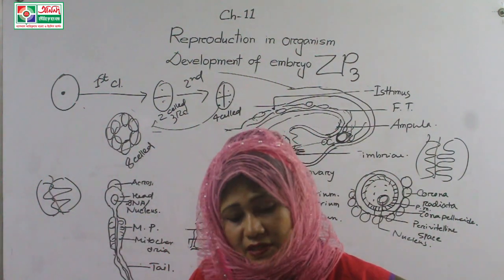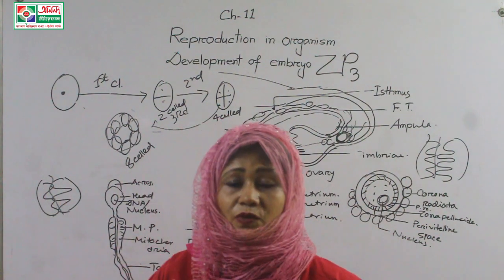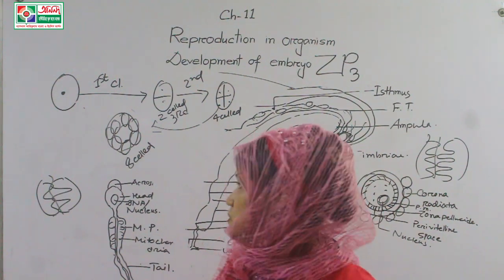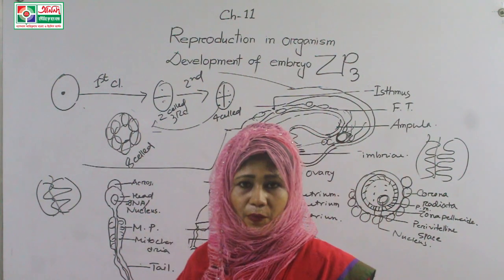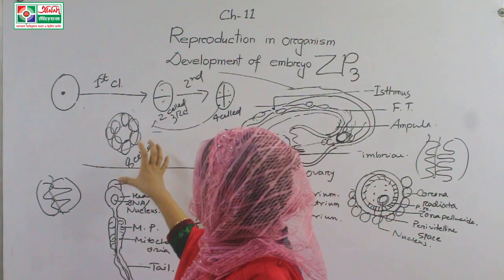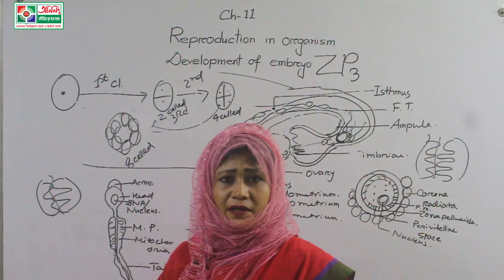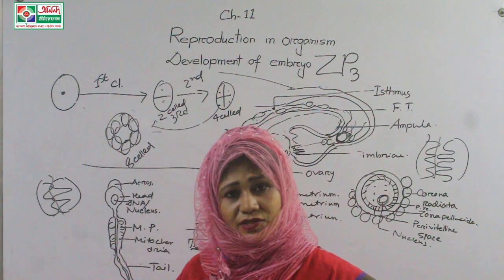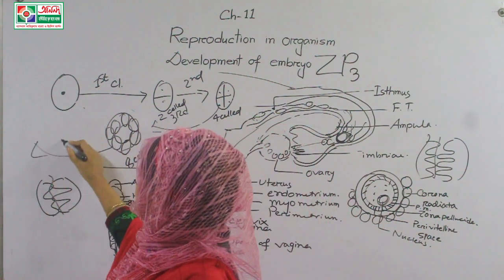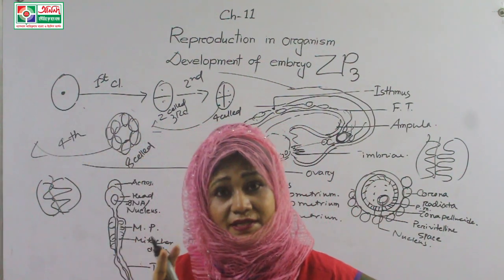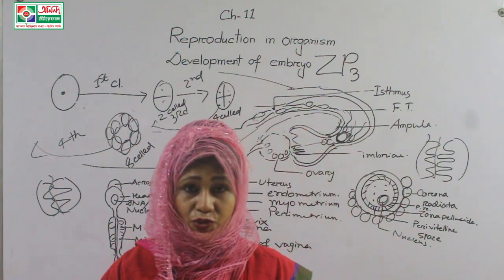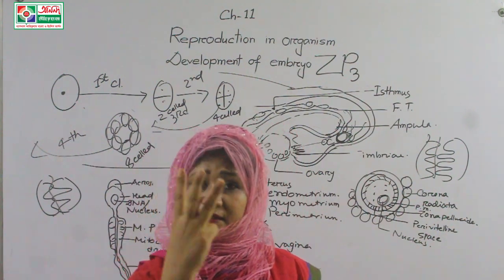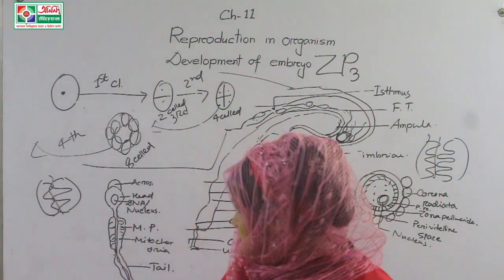Up to this 8 cell structure, the process is known as compaction. That means all the cells are arranged together very closely. This is known as compaction, right students? Three cleavages have taken place. After the 8 cell structure comes another mitosis, the 4th mitosis, more or less on the 3rd day after fertilization. Mitosis 4th, day 3rd. On that day, what is happening, students?